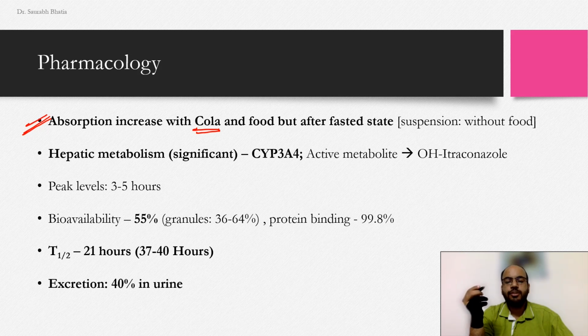There have been studies which compared absorption when half of the patients were taking it with cola and half of them were taking it without cola, and it was found that higher levels were achieved when you take itraconazole with cola. That's what Wolverton mentions. But the point that has to be stressed is that it has to be taken with food but after a fasted state.